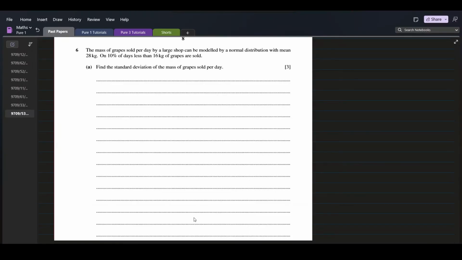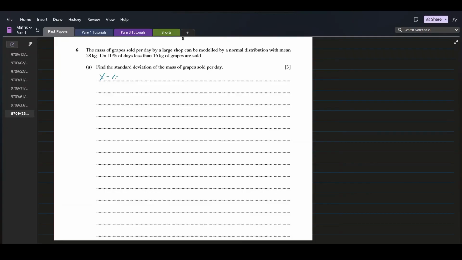Number 6. The mass of grapes sold per day by a large shop can be modeled by a normal distribution with mean 28 kilograms. On 10% of days, less than 16 kilograms of grapes are sold. Part A. Find the standard deviation of the mass of grapes sold per day.